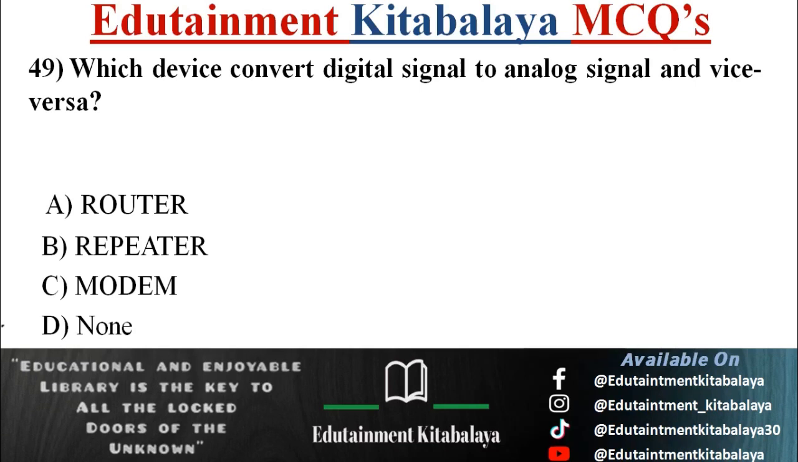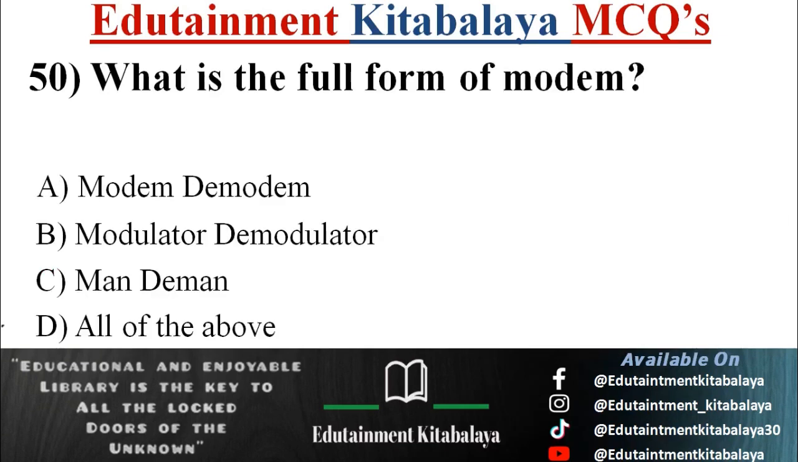Question number 49. Which device convert digital signal to analog signal and vice versa? A. Router. B. Repeater. C. Modem. D. None. Correct answer is C. Modem.